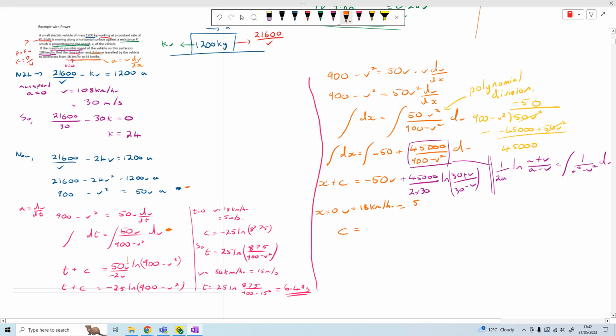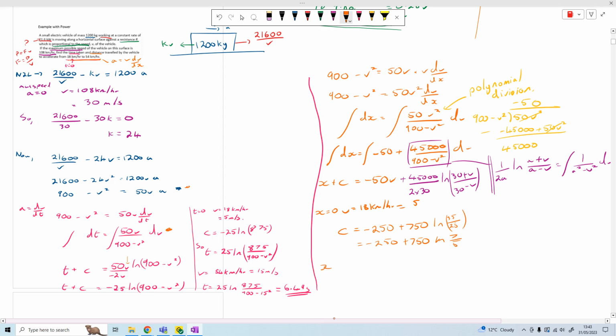So I've got c, it's minus 50 times 5, which is 250, plus this is going to come out as 750 ln of (30 plus v), so 35, over (30 minus v), so over 25, which can simplify a little bit. So 250 plus 750 ln of 7 over 5. Okay, now I've got my final equation for x.